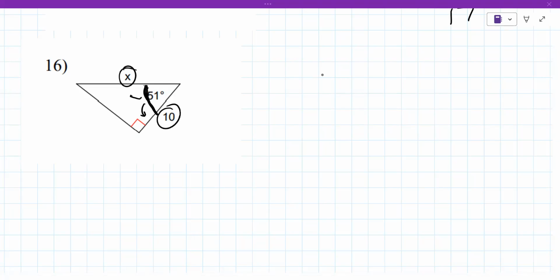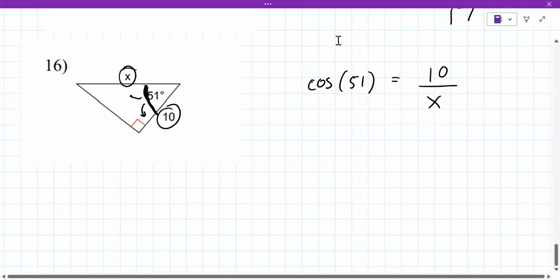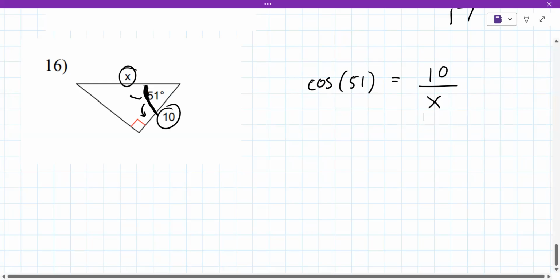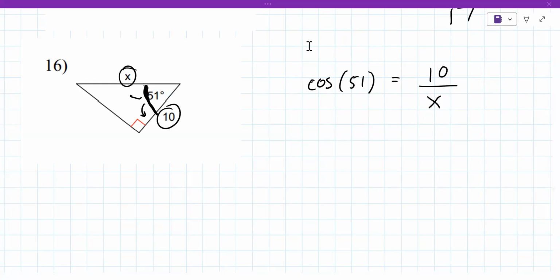So the cosine of 51 degrees equals 10 over X, like this. You had a problem like this on your quiz or test corrections. Do you remember how to get the variable out of the bottom? Multiply by the variable? Yes. Okay, good. So let's do that here. Multiply by X, multiply by X.